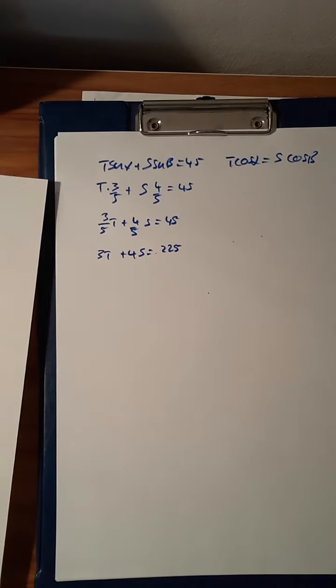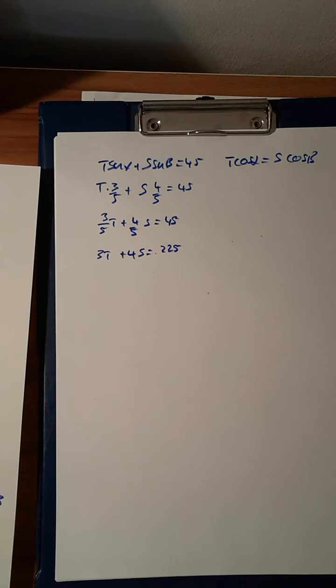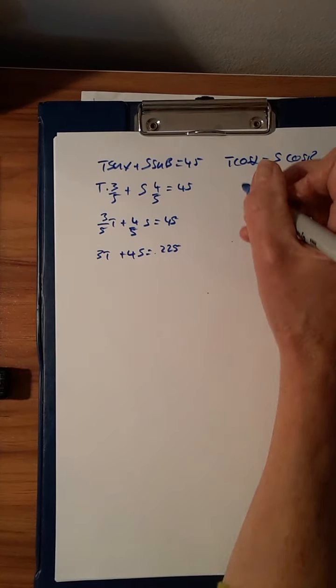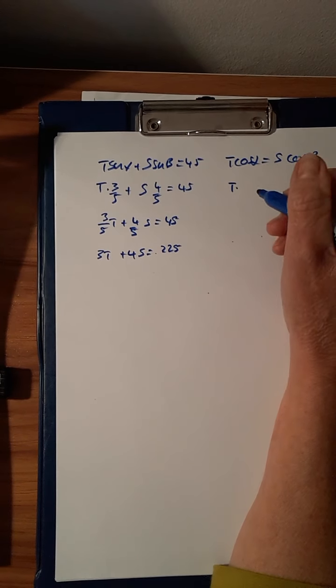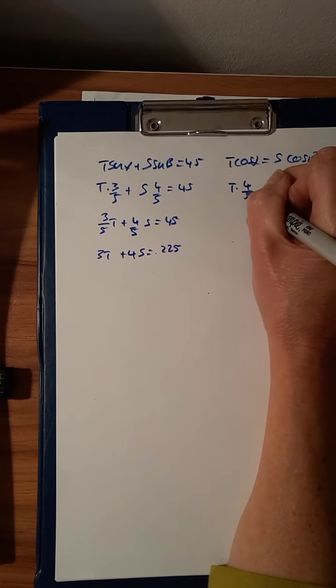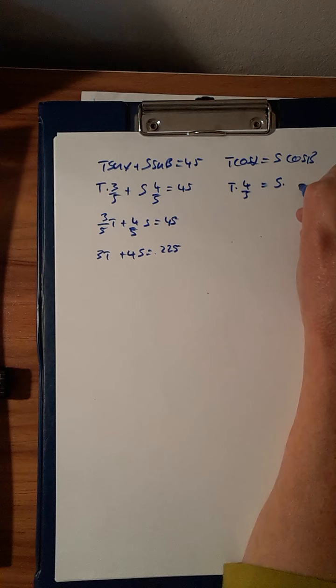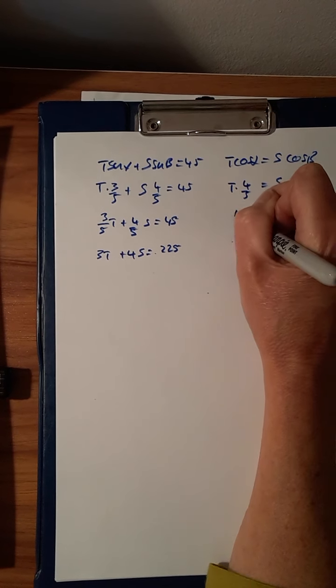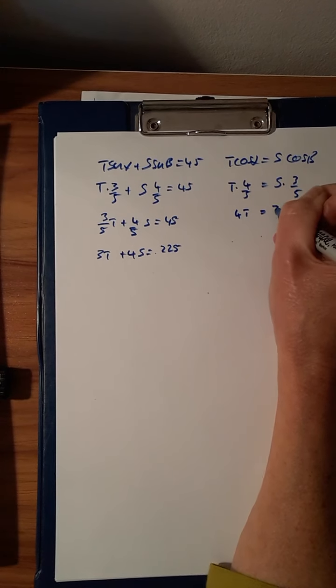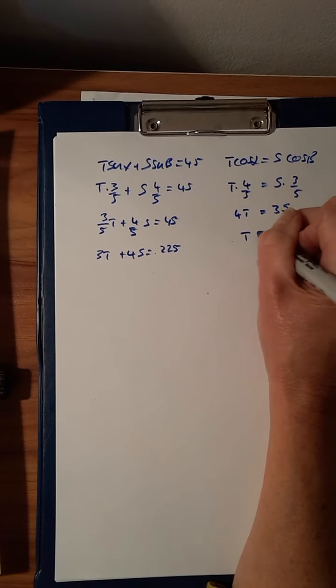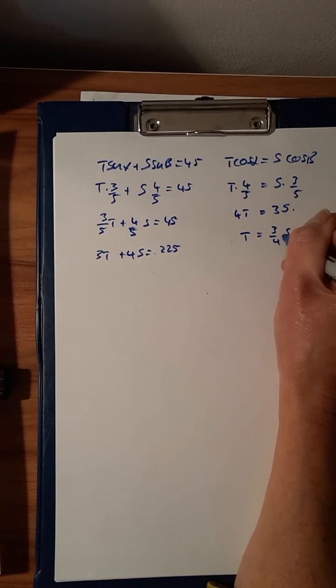Okay, now let's see what this one over here gives me. T cos alpha, the cos of alpha I know is 4/5, is equal to s times the cos of beta, which I know is 3/5. So this must be 4t equals 3s. So t is 3/4 s.